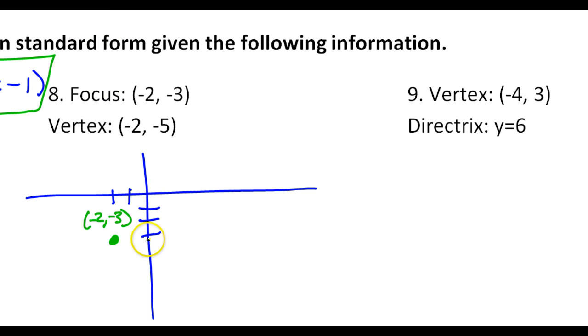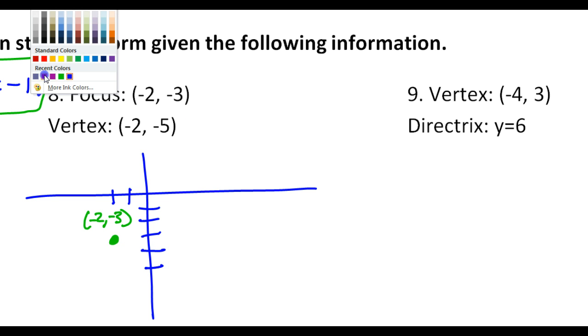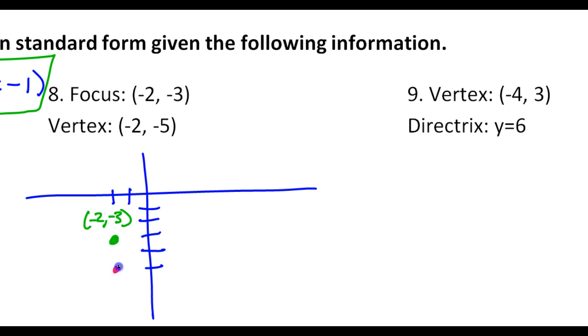All right, so that's -3, so -4, -5. So here's my vertex right here, at -2, -5. Right now, just based on those two dots, you should know if this parabola is going up, down, left, or right. What do you think? It's definitely going up, because starting from the vertex, it has to wrap around the focus. So you know it's going to be up.